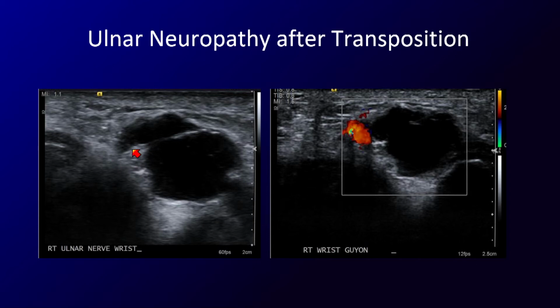And just here where I'm starting in the wrist, we are at the level of Guyon's canal. We have an ulnar nerve with the adjacent ulnar artery, but also, as you may have seen earlier in the plenary session, a ganglion cyst, which presents as an anechoic multilobulated cystic structure, which is in this case causing compression of the ulnar nerve at Guyon's canal.